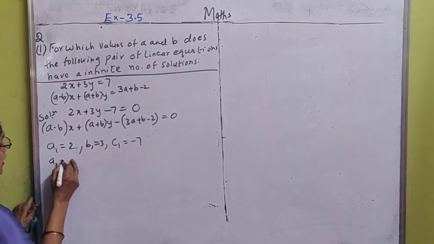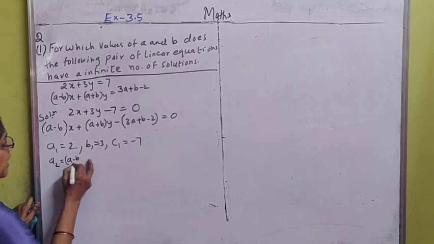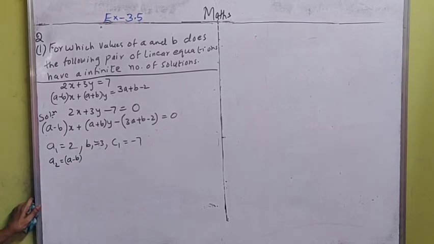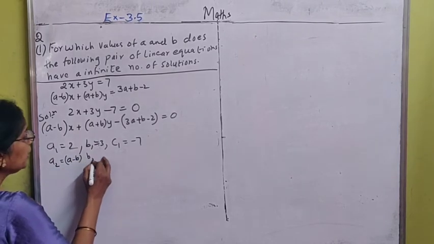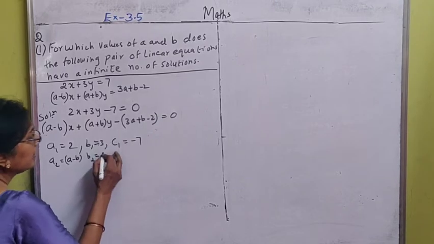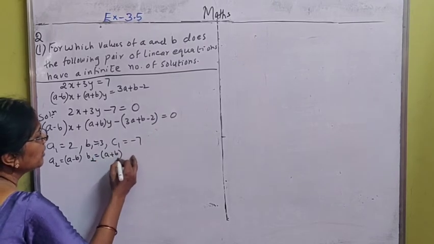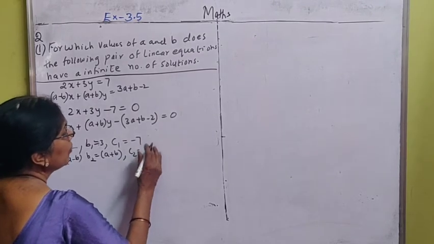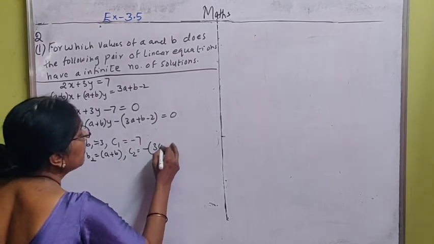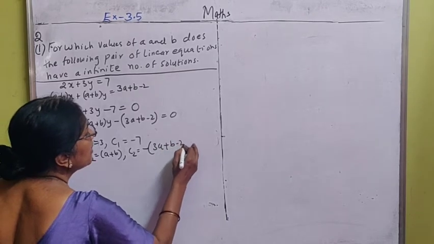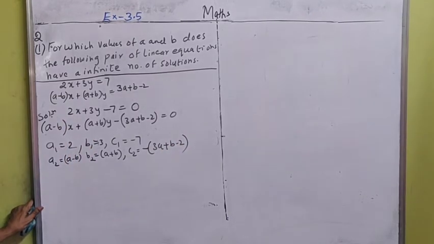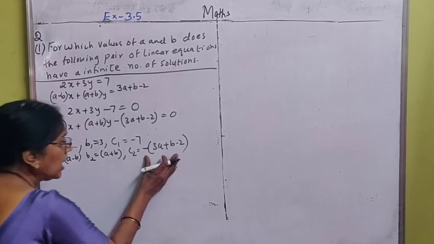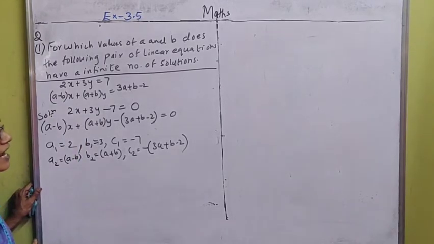So, a2 is equal to a minus b. I will put it in the bracket because it is a binomial term. Then, b2 is equal to again in the bracket a plus b. Then, c2 is equal to, in the bracket, okay, minus sign is there, so in the bracket 3a plus b minus 2. Now you can remove it from the bracket and write it down.